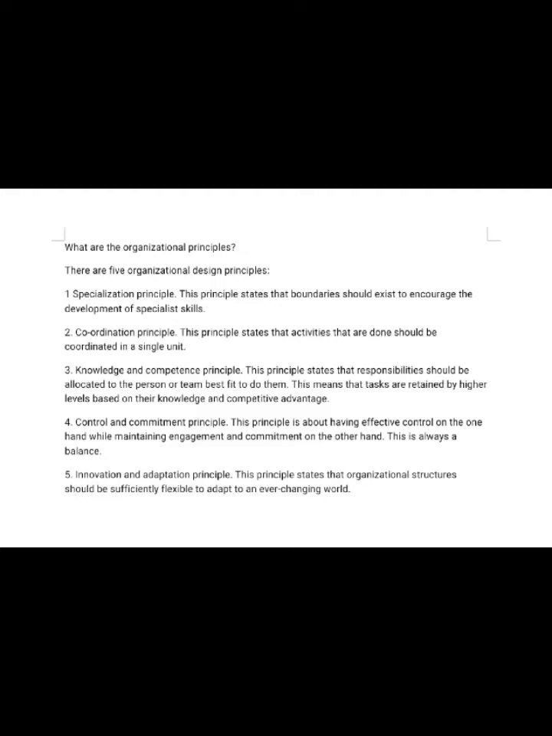Fourth, control and commitment principle. This principle is about having effective control on the one hand while maintaining engagement and commitment on the other hand. This is always a balance. Fifth is innovation and adaptation principle. This principle states that organizational structures should be sufficiently flexible to adapt to an ever-changing world.